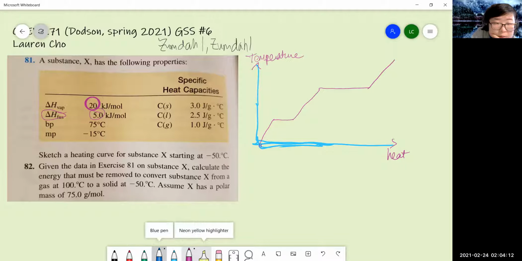So, yes, in this case, we have this information given. This temperature right here would be negative 15 degrees Celsius because it's the melting point. And this would be 75 degrees Celsius because it's the boiling point. And that's how we plotted so far. This distance is about 5 kilojoules per mole, and this is about 20 kilojoules per mole, the whole length.